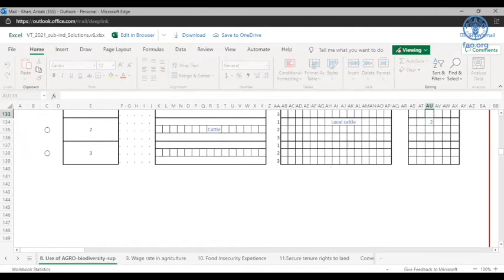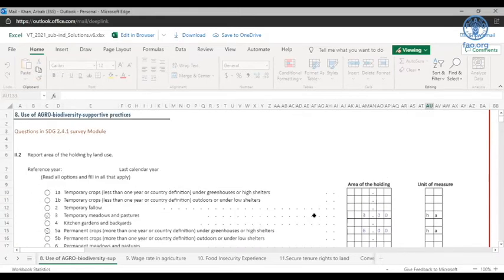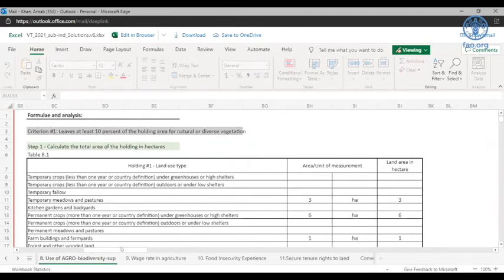So this is it. These are all the questions, five or six, of which some are getting repeated from the previous sub-indicator, required to construct the sub-indicator on agro-biodiversity support practices. So as I was mentioning earlier, criterion one, as per the methodology that we have finalized, is that the holding leaves at least 10% of its area for natural or diverse vegetation.